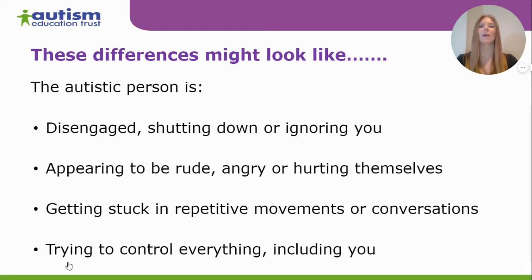So the person may appear to be disengaged. They may stop working or not engage in working, or become disengaged from the task that you've given them. They may shut down, or they may not be responding to you. You may think that they're being rude, or they may be aggressive, or you may see that they're starting to hurt themselves. Or it may be that they're stuck in a repetitive movement, or they keep asking you the same thing over and over again. And it may appear that they're trying to control the environment, and that may also include the person that's trying to support them.